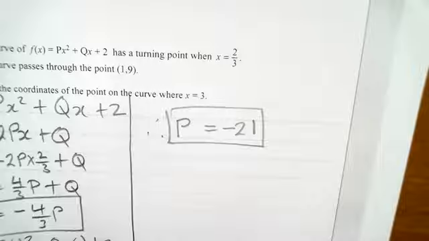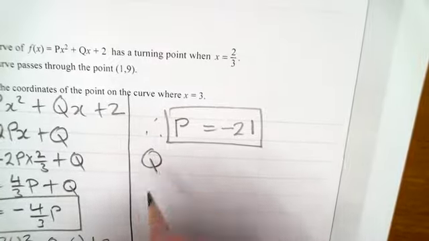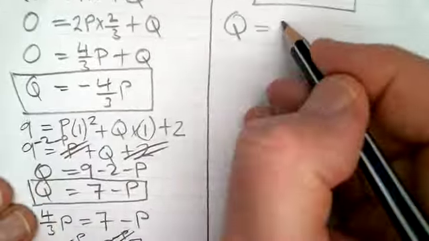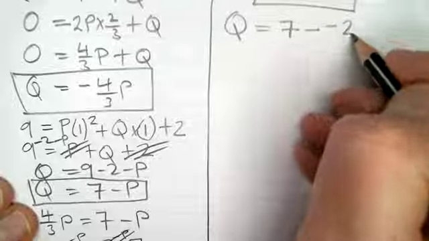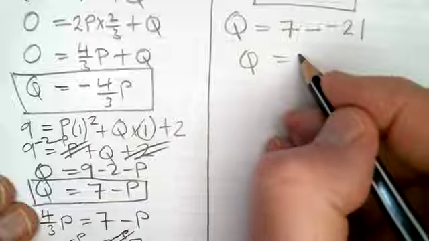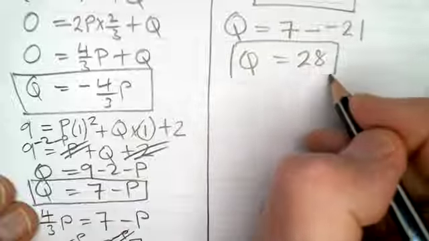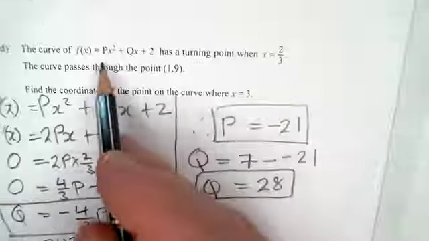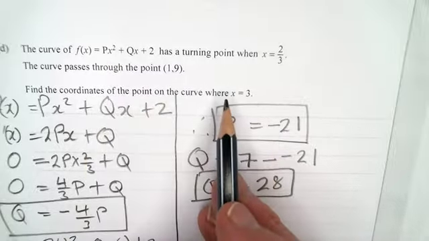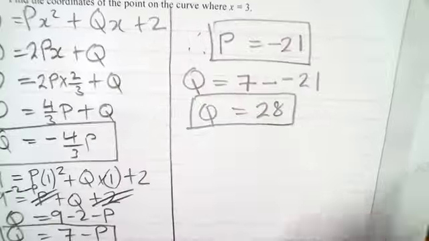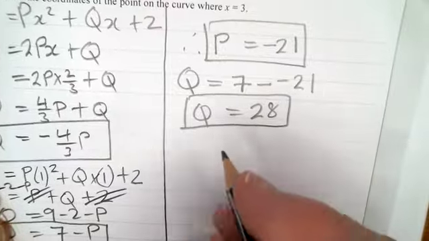And I can find the q value just by putting it back into the original. So q is equal to 7 minus p, which is 7 minus negative 21. So q must equal 28. There's my value. So I can now rewrite this with all of that in, and then substitute 3 to find the point on the curve. So here we go.